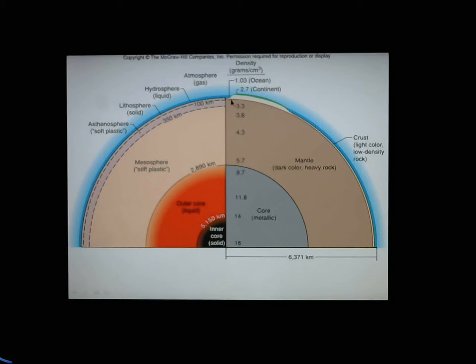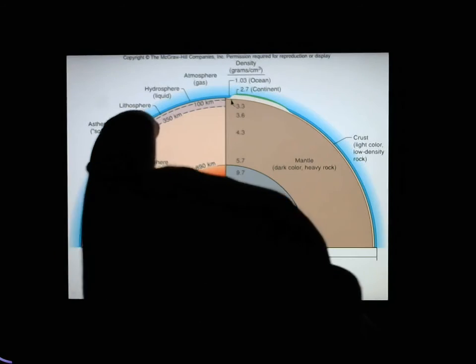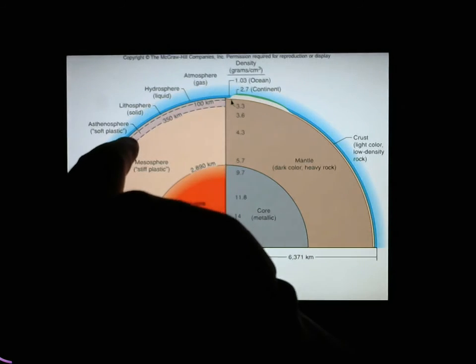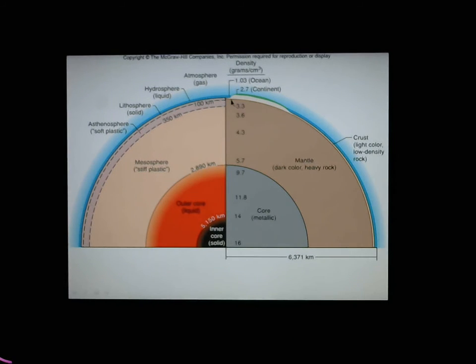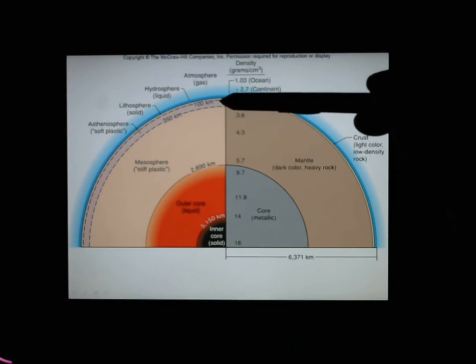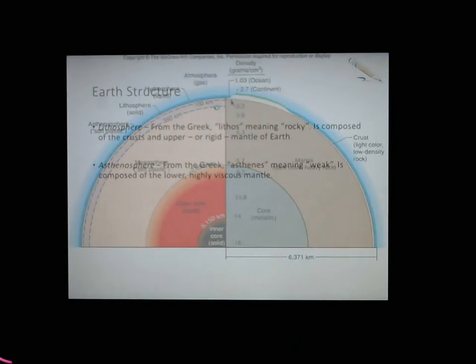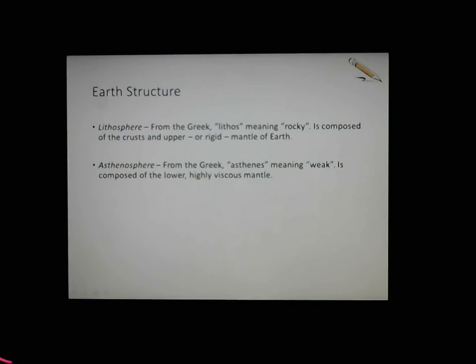And the ones that we're mostly going to worry about for you guys, the lithosphere here at the top and the asthenosphere right underneath it. So we're only really dealing with this first 400 or so kilometres. The lithosphere comes from the Greek lithos, meaning rocky, and it is the crust and the upper part of the mantle of the Earth, so it's all the rigid part.